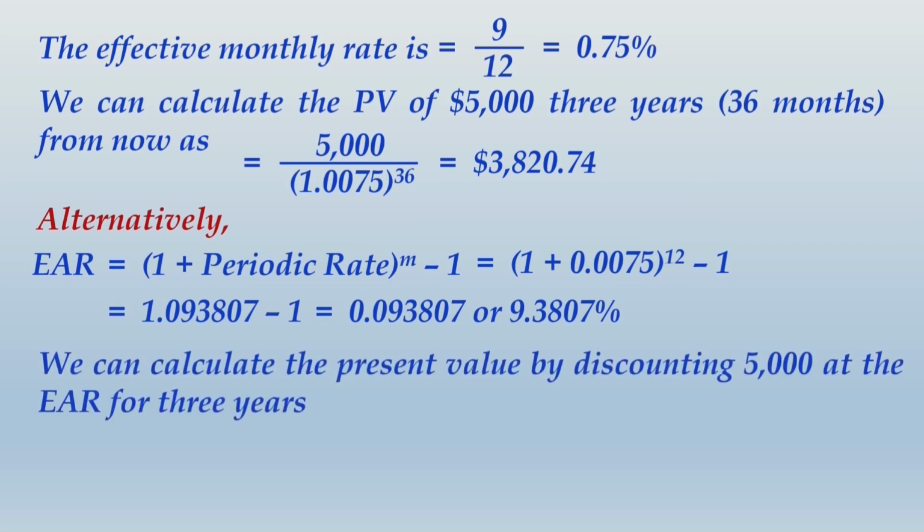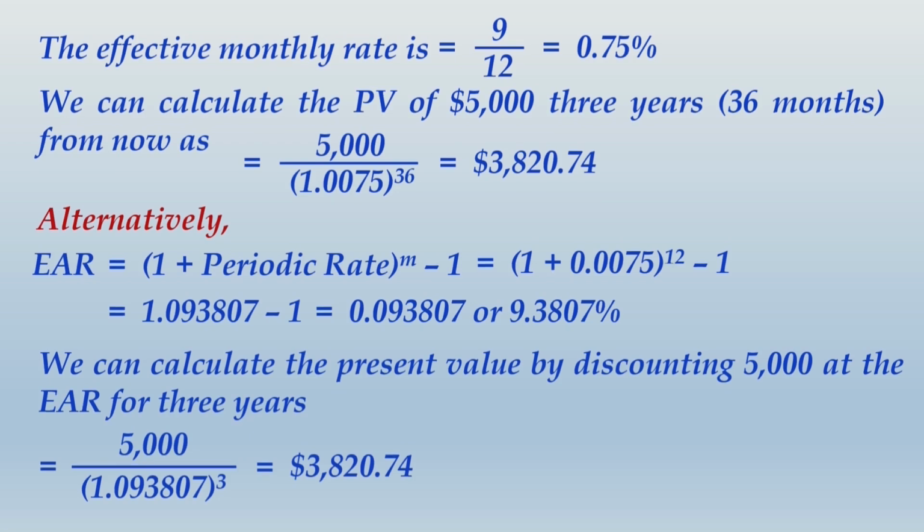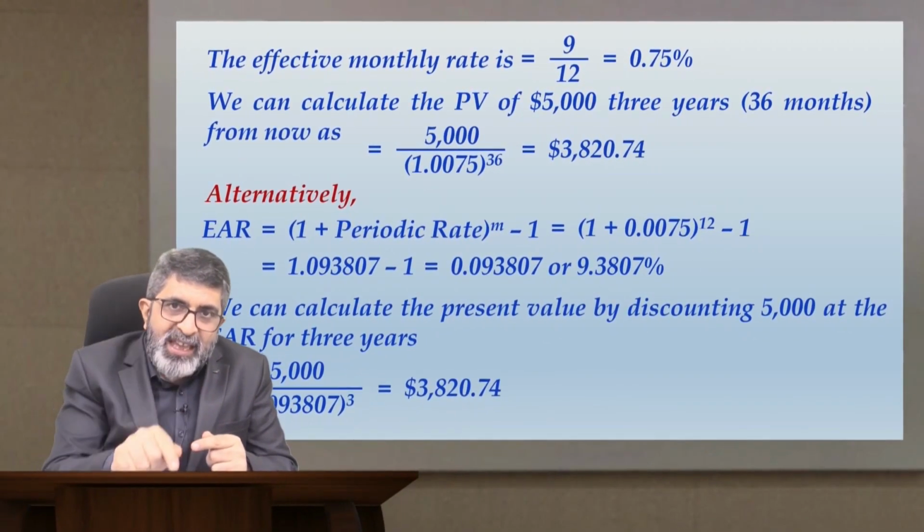Alternatively, you can first compute the effective annual rate in the manner that you have learnt, and then you apply the effective annual rate on $5,000 because you want to find the present value, correct? So it's not the calculation of computing the future value from the present value. You have to compute the present value from the future value. So you need to take 5,000 divided by 1.093807 raised to 3, because this precisely becomes your effective annual rate, and because the period is 3 years, it will be compounding 3 times. So keep in mind one thing, if you are making the direct calculation, it will be done this way. If you are making the calculation through EAR, you will have to do it this way. Eventually you get your answer as $3,820.74.